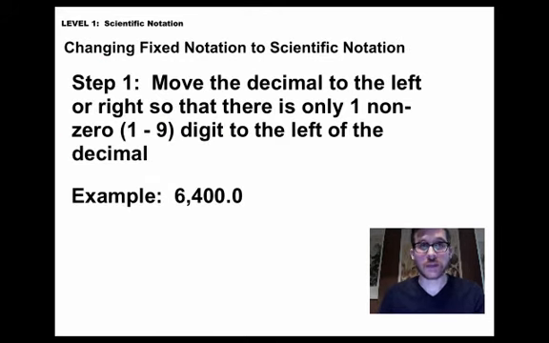So let's practice a little bit. How do we change a number from fixed notation to scientific notation? And I've kind of given you some steps to do that here. So step one, we're going to move the decimal to the left or right so that there is only one non-zero, a 1 through 9, to the left of the decimal. So given this example of 6,400, I have my decimal here. I need to move it to the left or right. This time I'm going to move it to the left so that I can get one non-zero, which is going to be the 6 here, in front of the decimal. So now my decimal is going to be right there. All right? So that's step one. Awesome. So now I get 6.4000.